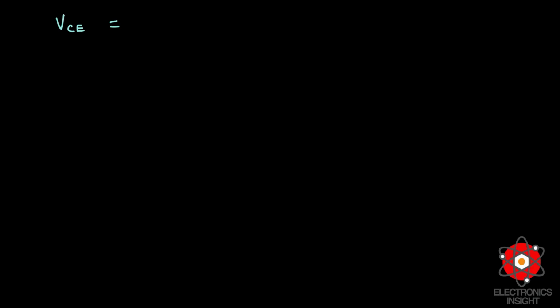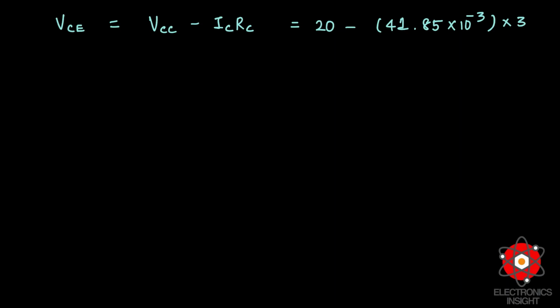So to get VCE, we have to apply the KVL again at the collector end. That will give us VCC minus IC times RC. We know VCC is 20 volts, minus the 41.85 milliamps we just estimated, times RC, which is given as 300 ohms. Upon solving, we get VCE equal to 7.445 volts. You can round it off to 7.4 volts. So finally, the Q points are these.